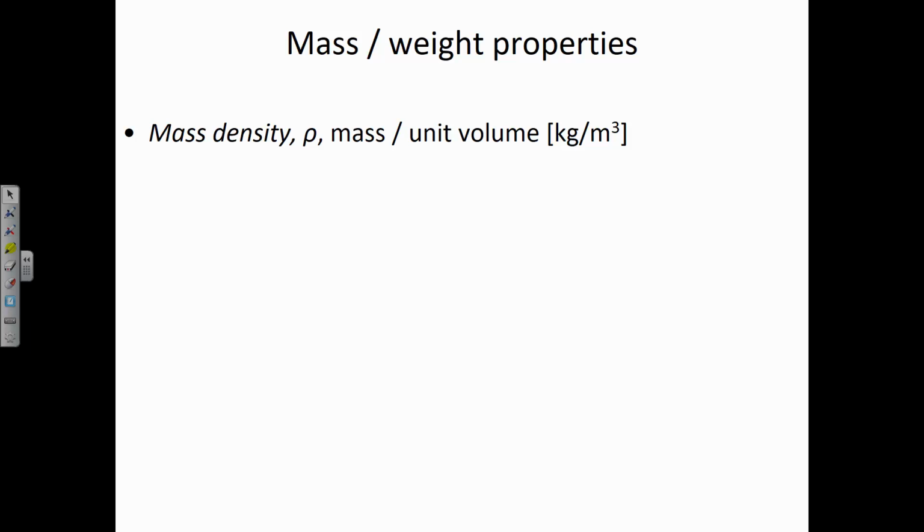Now, fluid properties. We're talking about fluid properties today, and probably everyone's already familiar with the idea of density. A fluid that has a high density is something that would have a lot of mass per unit volume. Can anybody think of a fluid that's kind of famous for having a high density? Mercury, right.